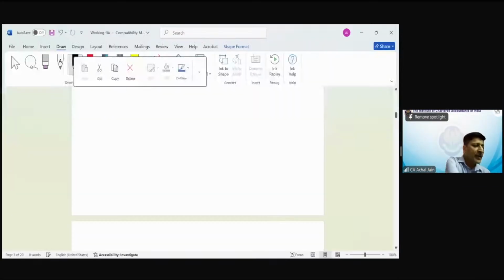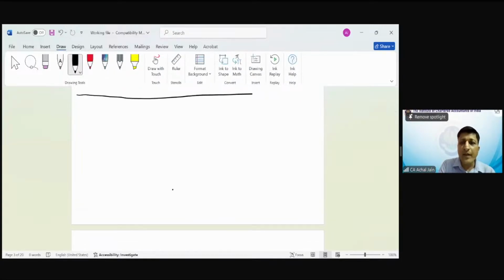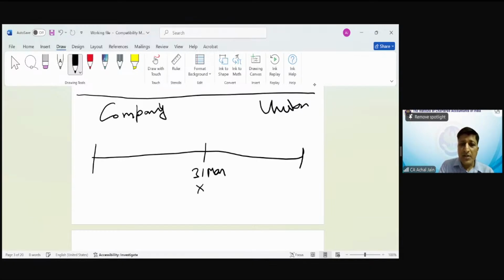Now we have a scenario wherein the company seems to have agreed to a liability. Why? Because there is an agreement between the company and the union. If you are looking at financial year X1-X2, this ends on 31st March X2. So this arrangement, where does it start? June X1.